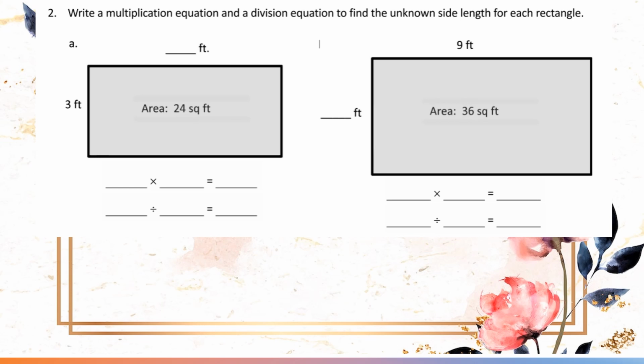All right. So number 2 says write a multiplication equation and a division equation to find the unknown side length for each rectangle. Let's start with letter A. So we have a length of 3 feet. We don't know the width, but we know the area is 24 square feet.